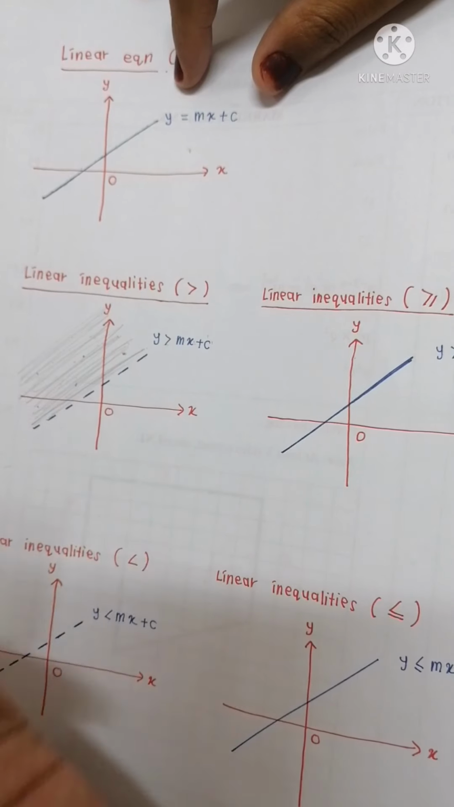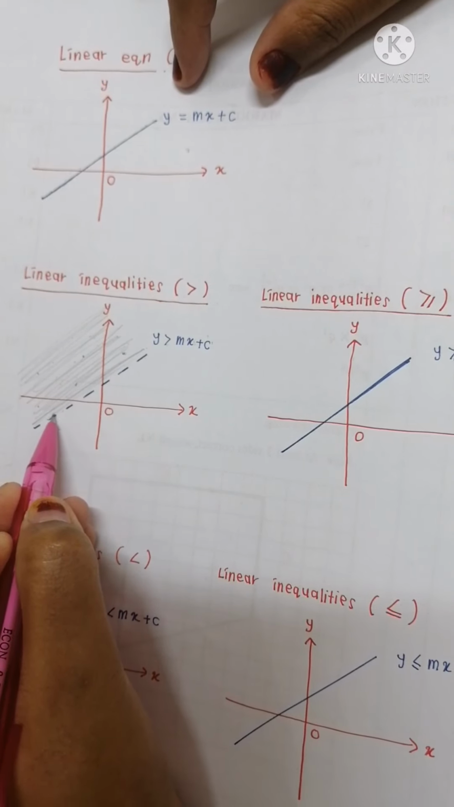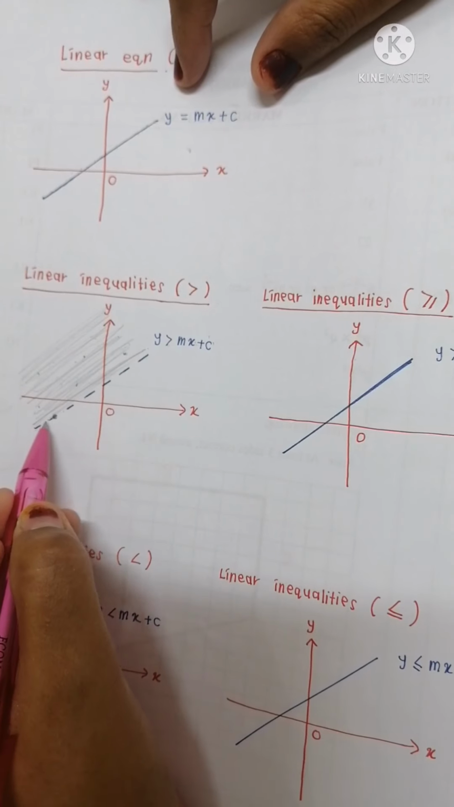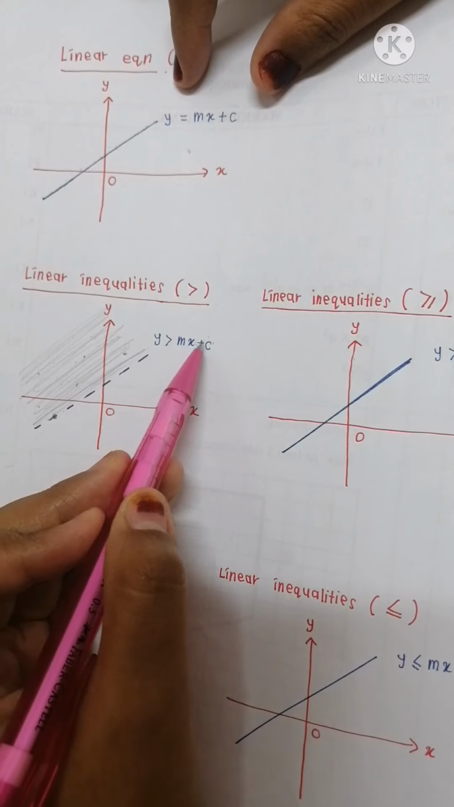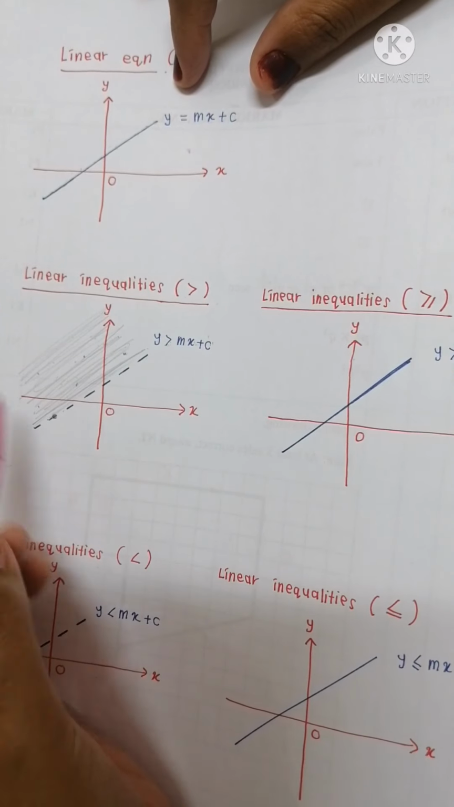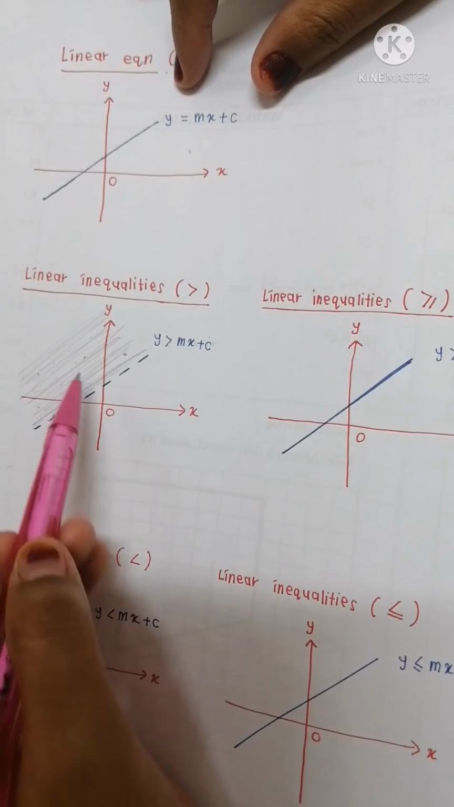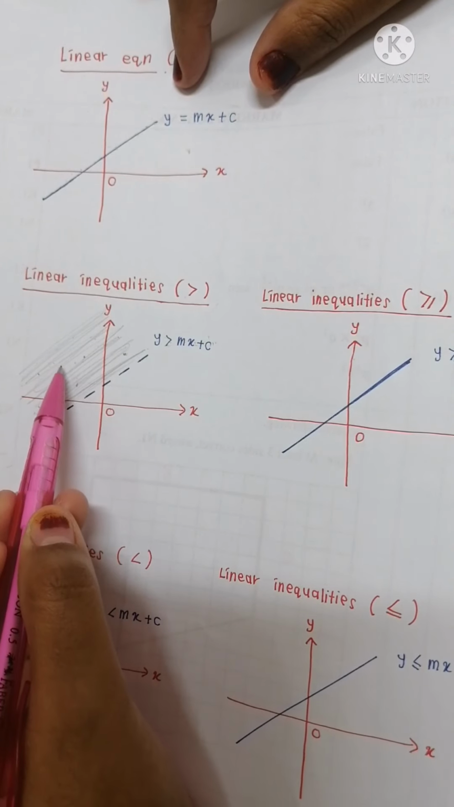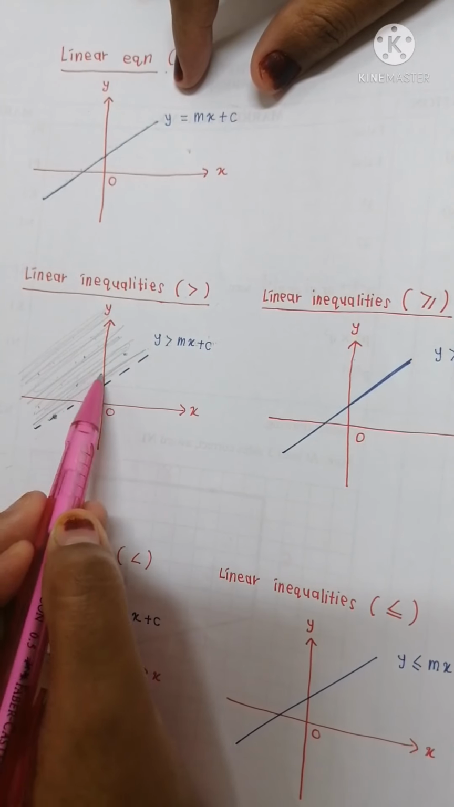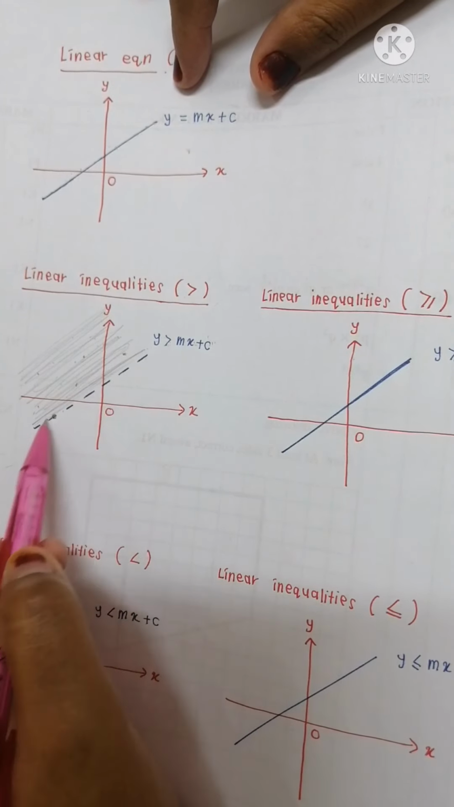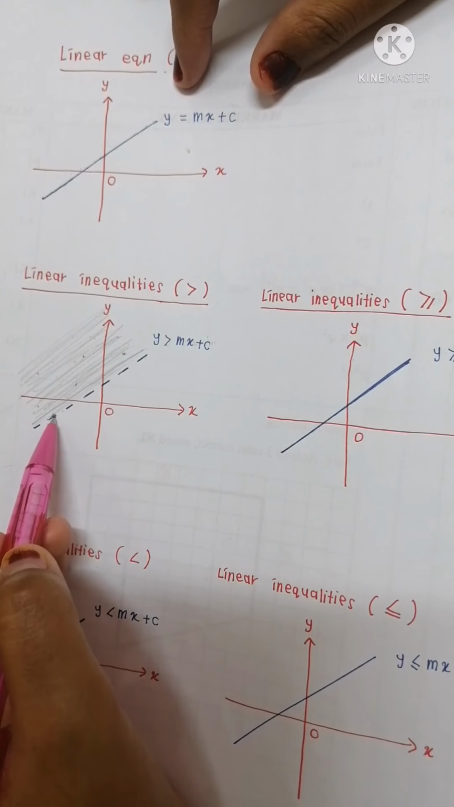For example, if the point is in here, this point, it lies on the straight line. Does it satisfy the linear inequality y greater than mx plus c? No, the answer is no, because the points that satisfy y greater than mx plus c are the points above the straight line, which is this region, not the points that lie on the straight line.